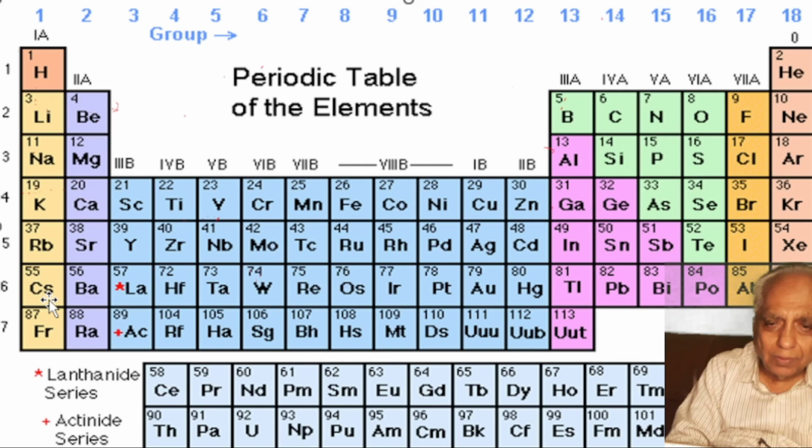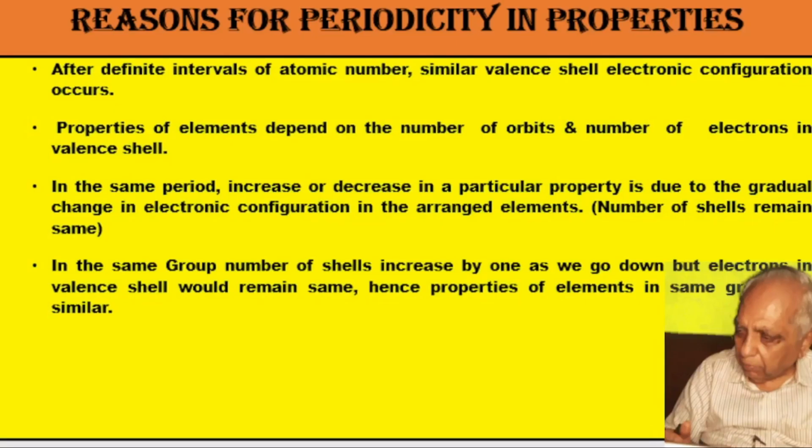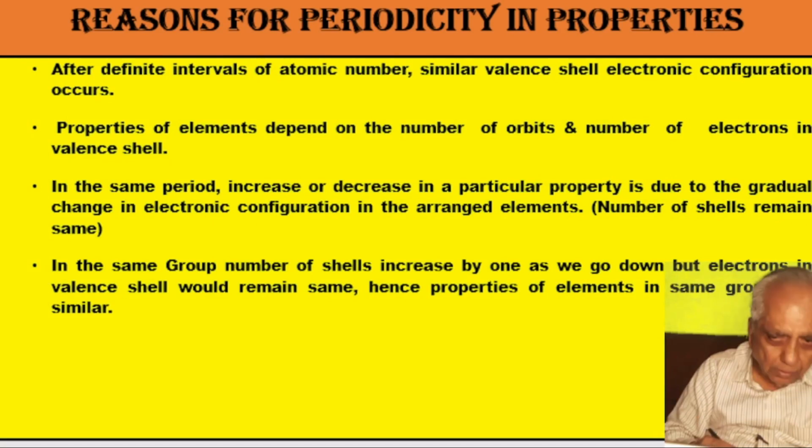So this is how we have to study all the properties that I have explained to you, along the period and down the group. Now we'll go one by one through each property and try to see how they change. Before discussing the various properties, what are the reasons that there is a trend in properties?